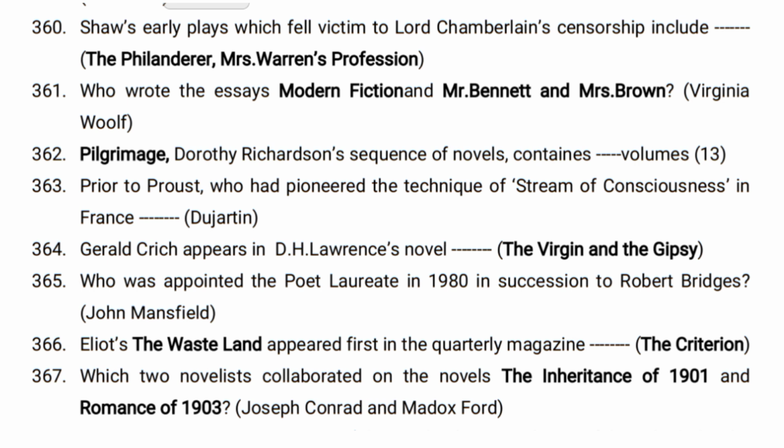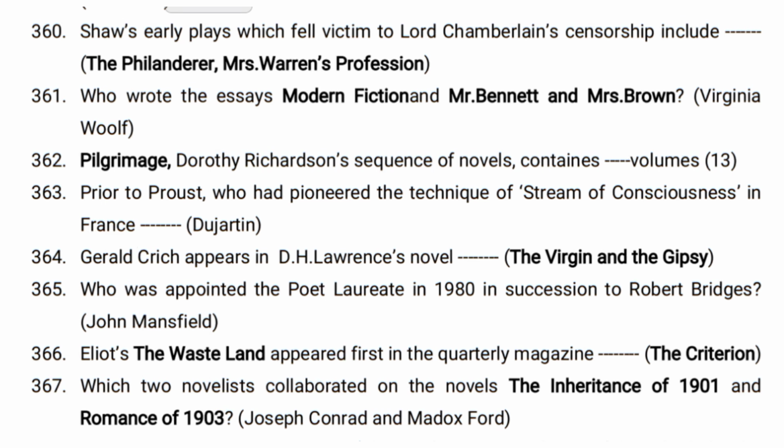Prior to Proust, who had pioneered the technique of stream of consciousness in France? Dujardin. Gerald Crich appears in D.H. Lawrence's novel The Virgin and the Gypsy. Who was appointed the Poet Laureate in 1930 in succession to Robert Bridges? John Masefield. Eliot's The Waste Land appeared first in the quarterly magazine The Criterion.